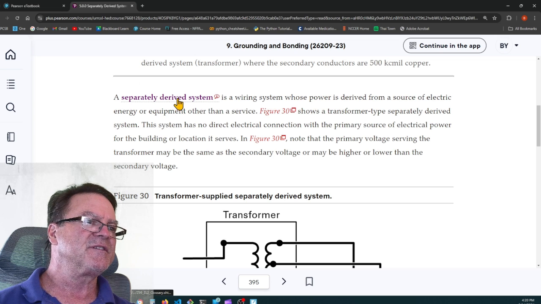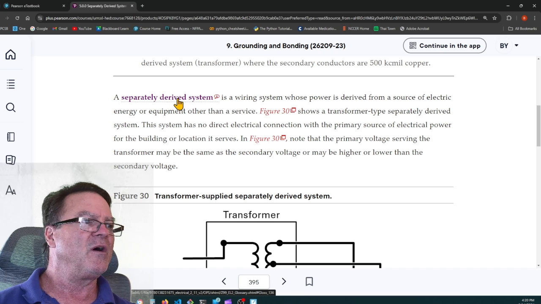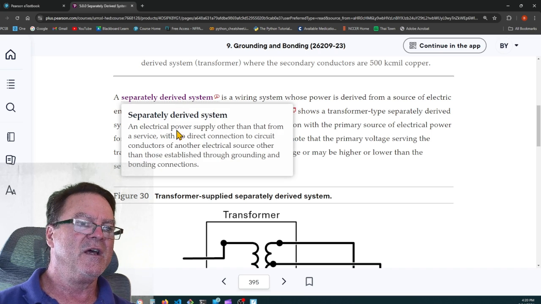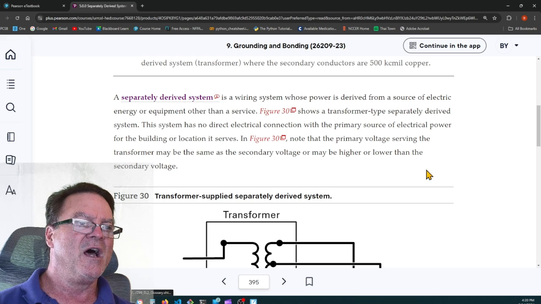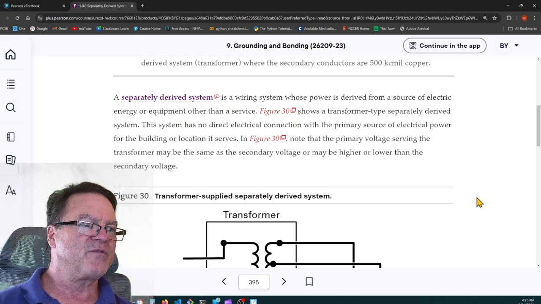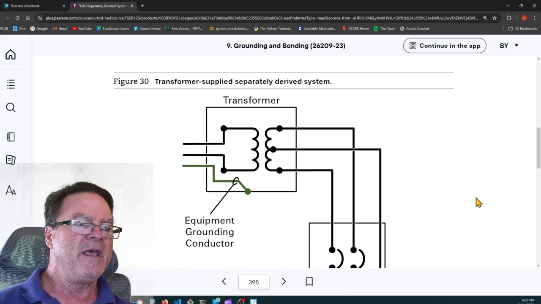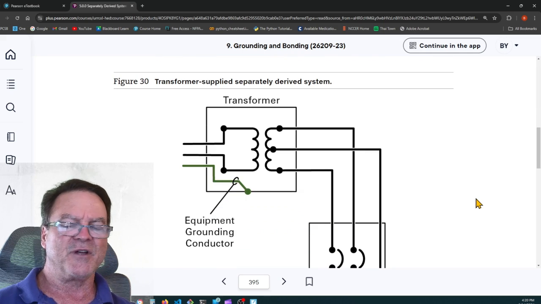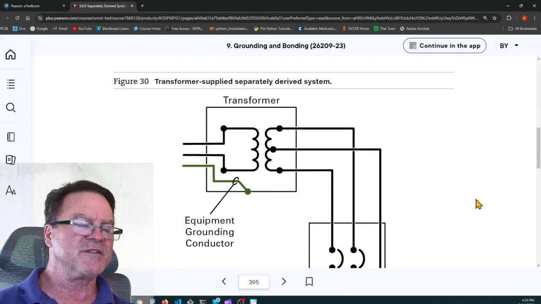A separately derived system is a wiring system whose power is derived from a source of electrical energy or equipment other than a service. It is an electrical power supply other than that from a service, with no direct connection to circuit conductors of another electrical source other than those established through grounding and bonding connections. Basically, the load side of a transformer is a separately derived system. If you have solar panels on your house, that's a separately derived system.